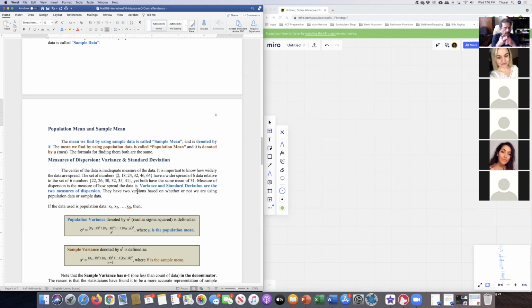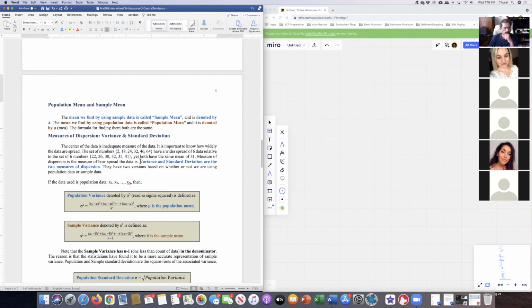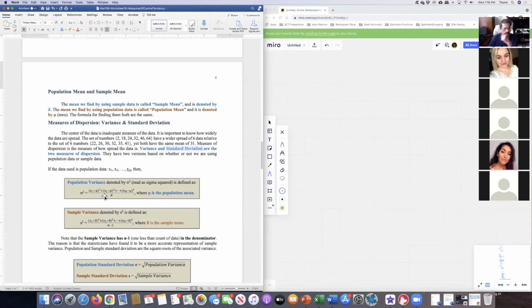So the range is only one measure of the dispersion, but there are other measures of the dispersion that we're going to understand here. And these measures of the dispersion are called variance and standard deviation. So I'm going to show you how to calculate the variance. You need to find the mean first.